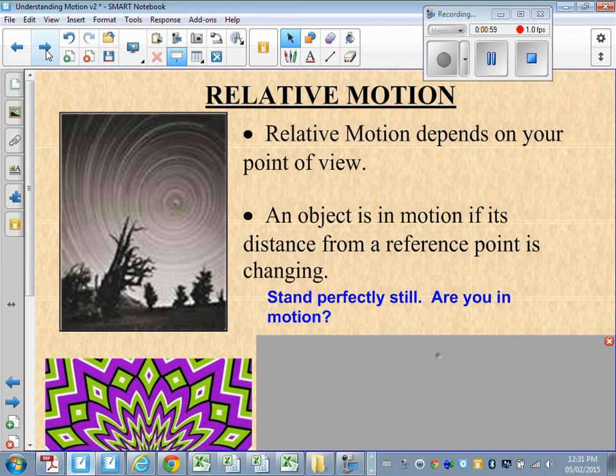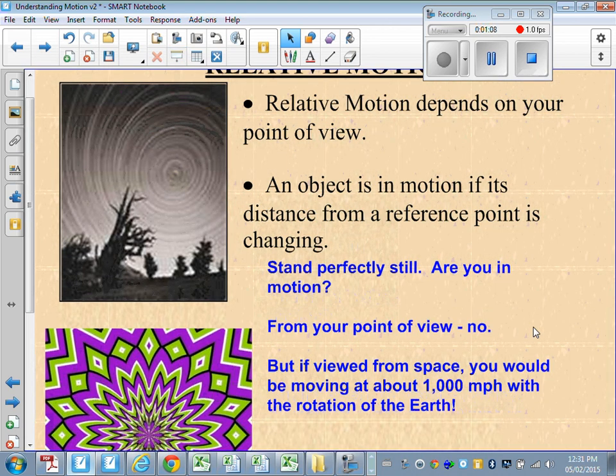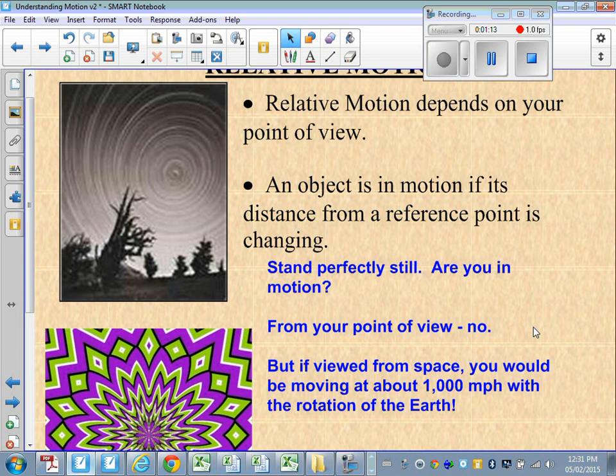So my question to you would be, stand perfectly still, and are you in motion? So when you're standing perfectly still, are you in motion? Well, that depends on the point of view. From your point of view, no. But if you were viewed from space, you'd be moving at about 1,000 miles per hour with the rotation of the Earth. If you wanted to extend that and talk about the revolution of the Earth around the Sun, then we're moving in the orders of 50 to 100,000 miles per hour. So you can see that we are moving, but when we look at each other across a class and we're both sitting down, then relative to our point of view, no, we would not.